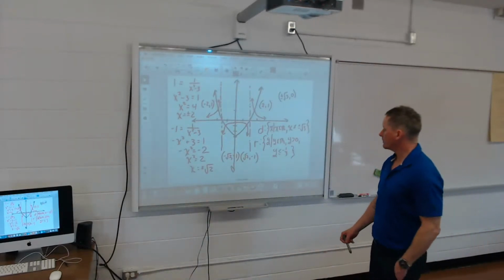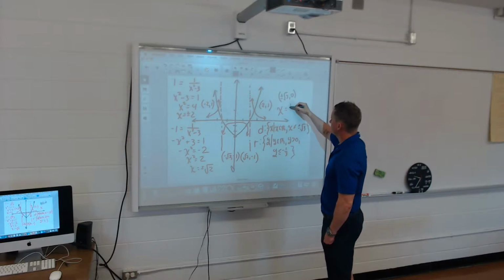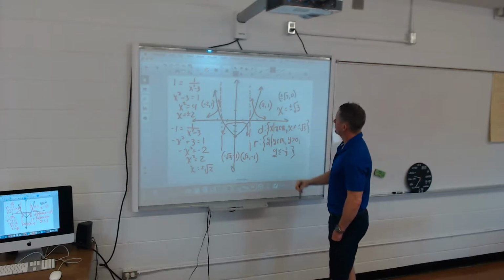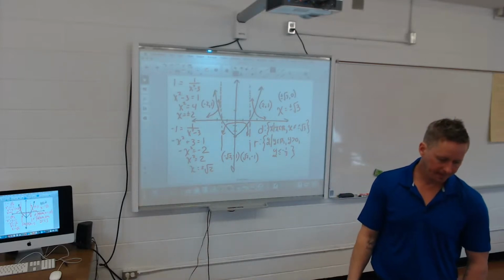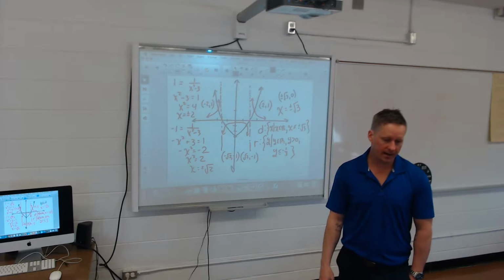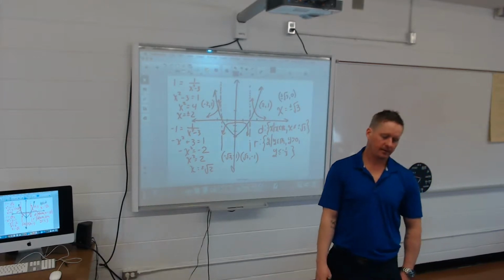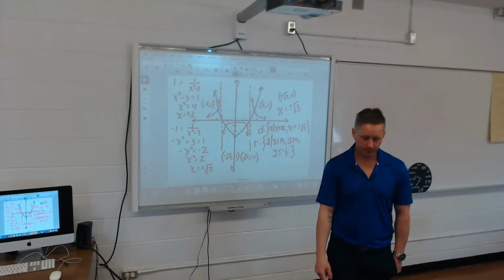And then my asymptotes are at x equals plus minus root 3. So that basically covers that third column. Okay, thank you. Okay, so there's a lot of work in that. It's a lot harder for this guy. Okay.